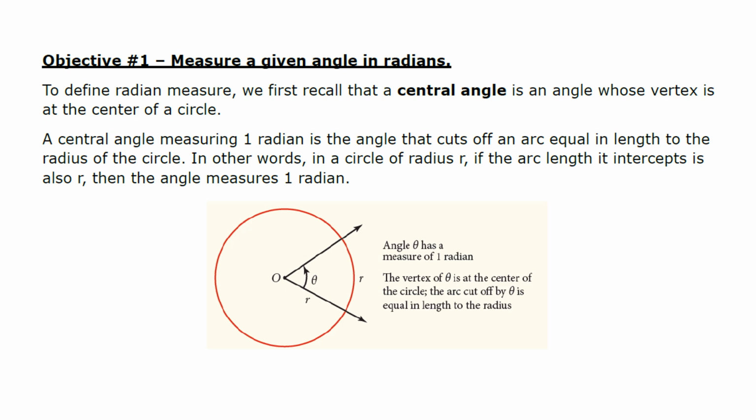In other words, in a circle of radius r, if the arc length it intercepts is also r, then the angle measures 1 radian. So here we have a visual with a center O. We have 2 radii that make an angle theta, and the angle theta has a measure of 1 radian. The vertex of theta is at the center of the circle. The arc cut off by theta is equal in length to the radius.